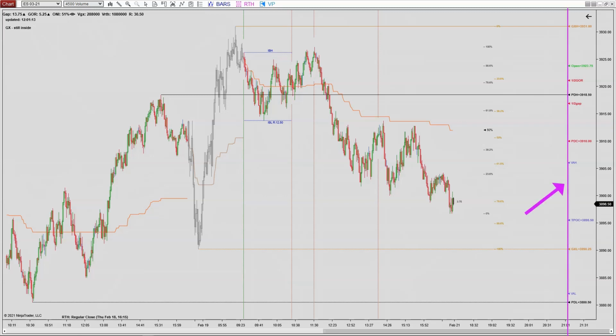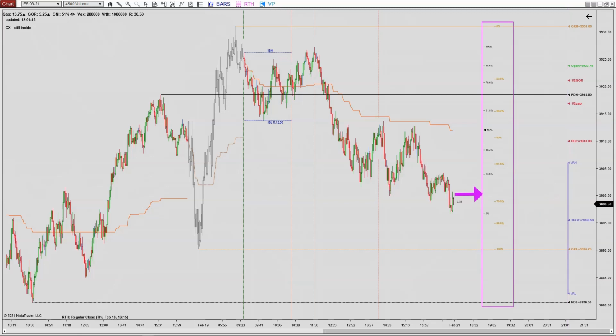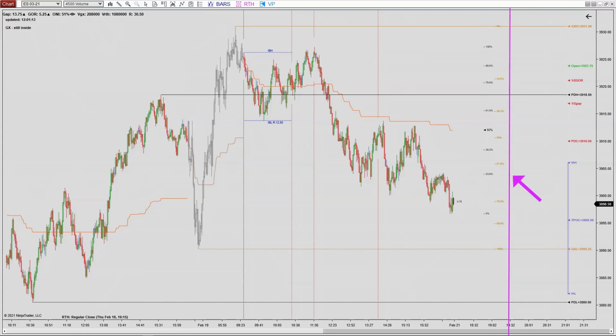You control the left margin, against which the text labels are plotted. You also control the offset of the fib retracements from the current bar. Lastly, you control the right side fibs margin beyond which the fibs don't plot.